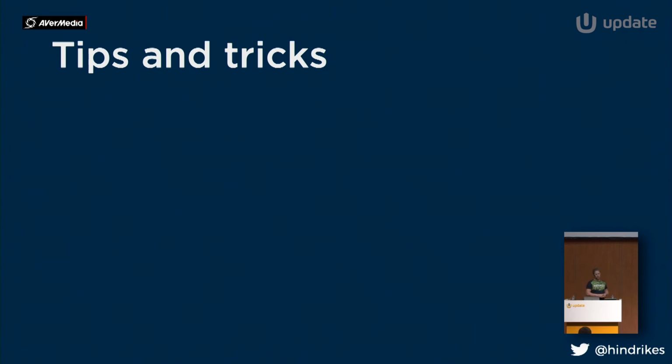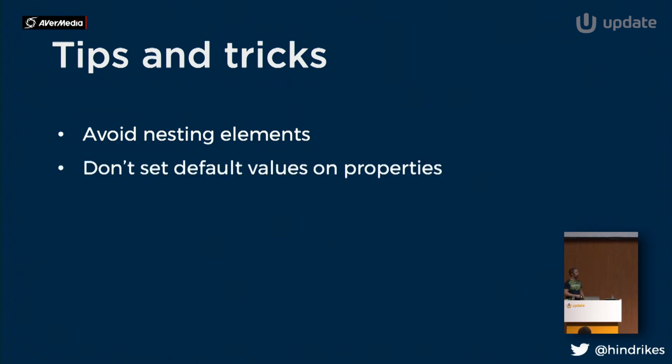I also want to give you some other tips and tricks on how to make the apps faster and better. Avoid nesting elements, because every nesting you do in your XAML will be heavier to render. As I said before with layout compression, you will probably not see it on a high-end device, but every rendering takes more memory and takes time. So if you avoid heavy rendering things, you will have a better app. And the same, don't set default values on properties, because it will also trigger a new rendering, even if the value is already set.